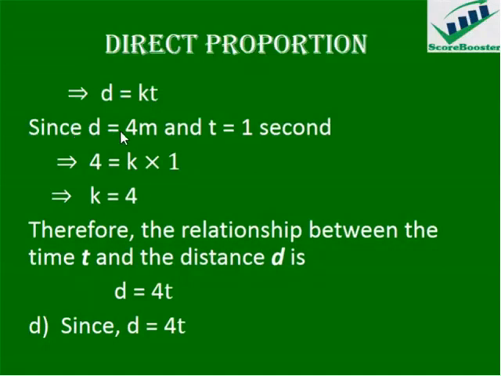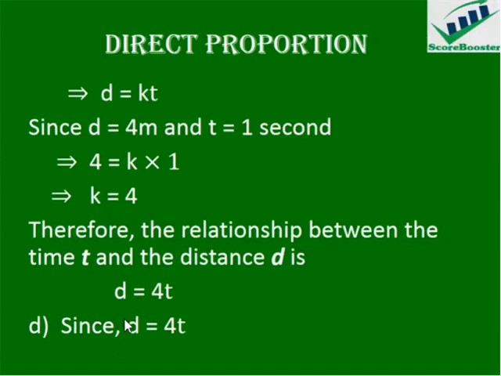So we use what is in the question. It said Yewande can run 4 meters in a second. So d equals 4 meters and t equals 1 second. So 4 equals k multiplied by 1, and k multiplied by 1 will give k. So therefore k equals 4. Substituting the value for k back, the relationship between the time t and the distance d is d equals 4t. That is what is connecting d and t together, since they are directly proportional.